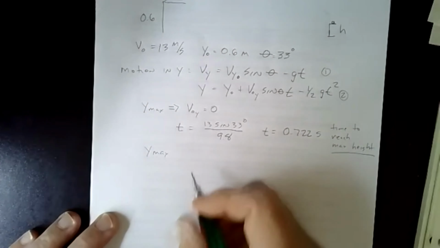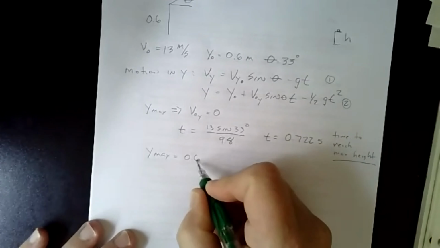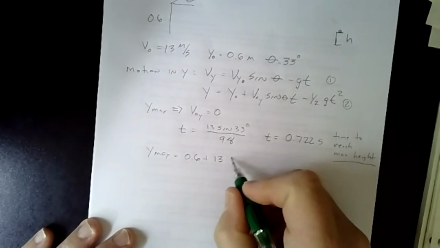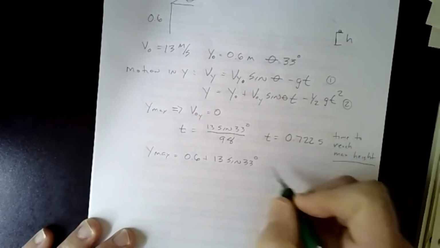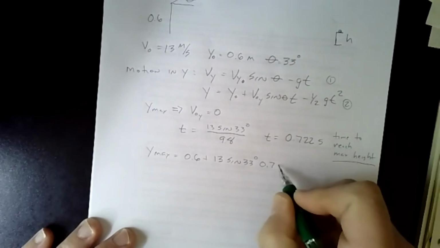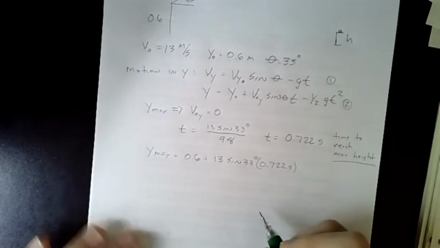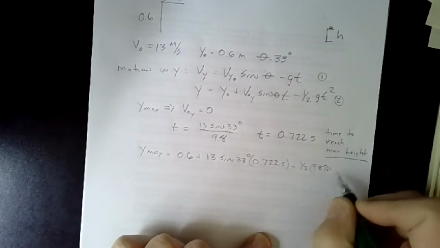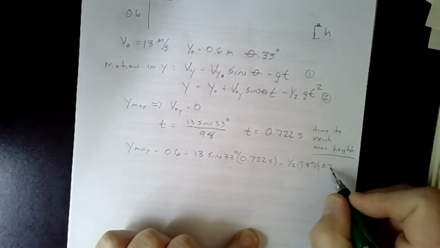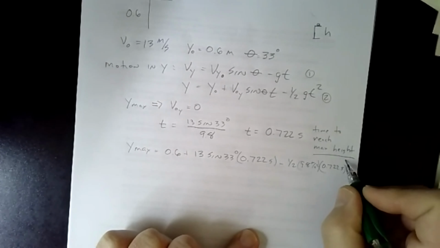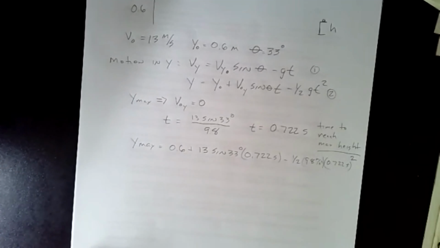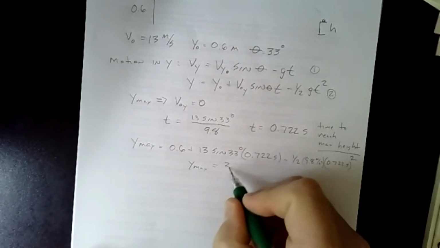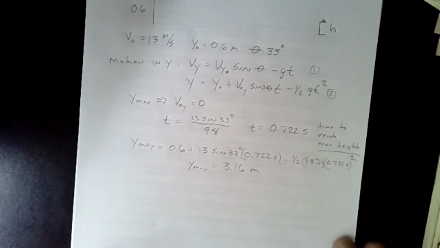So y max is going to be equal to the initial height, which was 0.6, because that's where it started, plus the speed, 13 sine 33 degrees, times the time, 0.722 seconds, and then minus 1/2 times 9.8 meters per second squared, times 0.722 seconds squared. Okay, so we solve that, we get y max is equal to 3.16 meters.